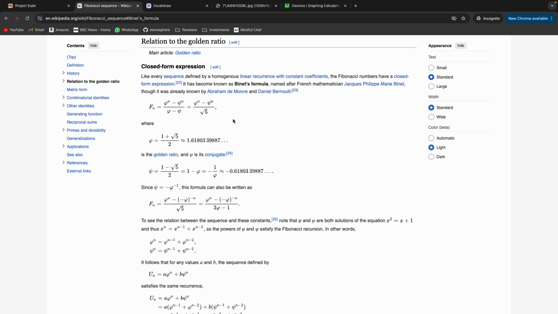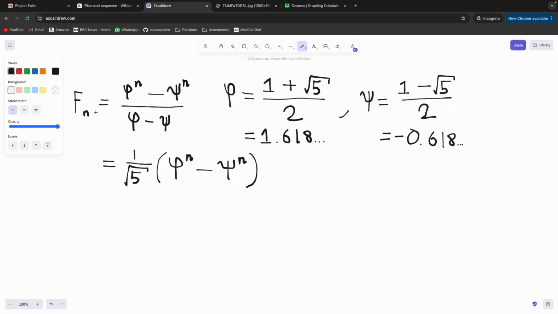Anyway, the point is we have quite an efficient way of computing one Fibonacci number, and so I've just written out what's on Wikipedia here in terms of phi and psi, and I've just got back from a holiday in Greece, so I know all about Greek letters now.